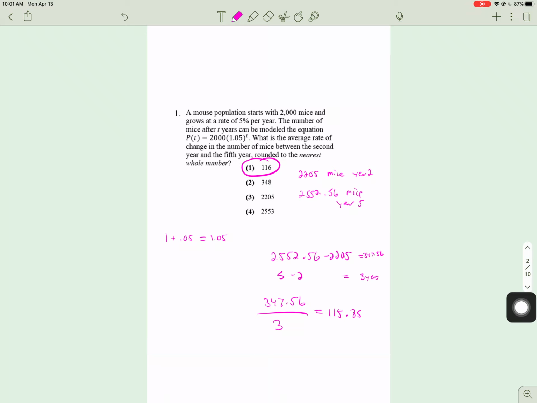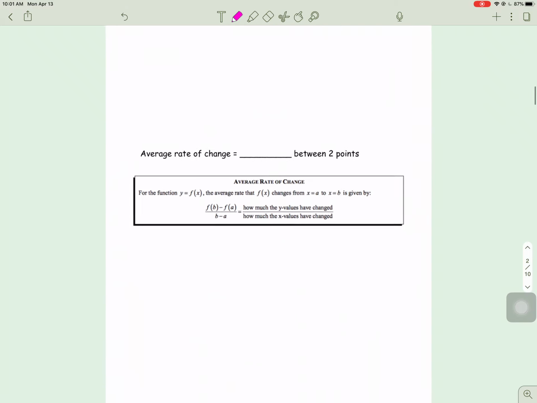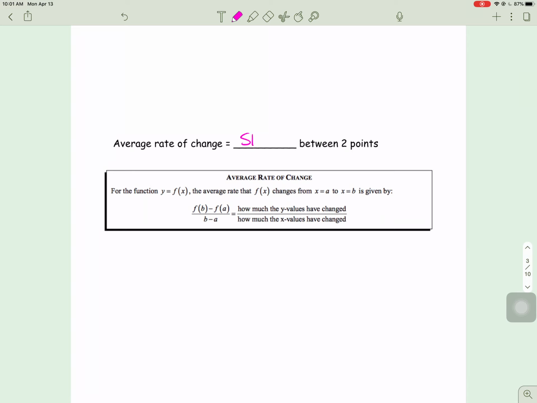mice. So we have our formula here. Average rate of change is the slope between 2 points. And we have a formula here for average rate of change. It says f of b minus f of a over b minus a. And remember, that's our old formula that we knew, y2 minus y1 over x2 minus x1. It's how much has y changed over how much time, right? Change in y over change in x. So let's see some examples of what types of problems we would see.